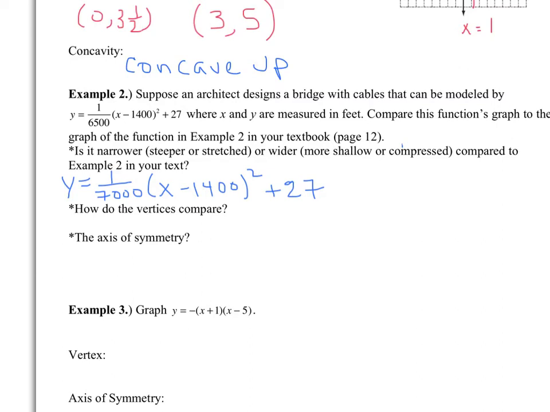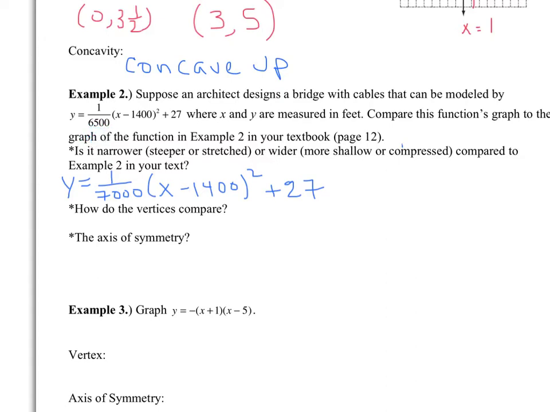This is what we were just talking about. If the A value, the smaller it gets, the wider the parabola looks. So even though it may be a little bit harder to understand, 1 divided by 6,500 is actually a bigger number than 1 divided by 7,000. It's kind of counterintuitive. However, as the denominator gets bigger, the number gets smaller. So 1 divided by 7,000 is actually wider, more compressed than 1 divided by 6,500.